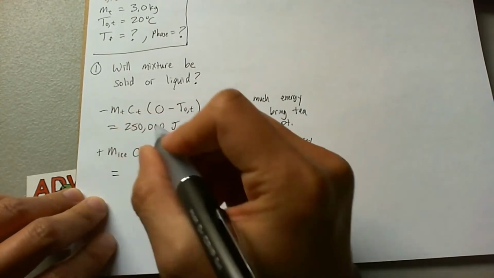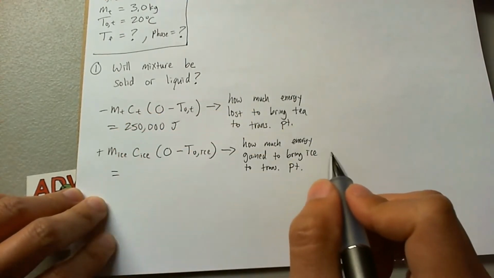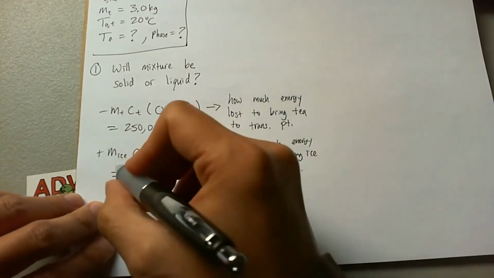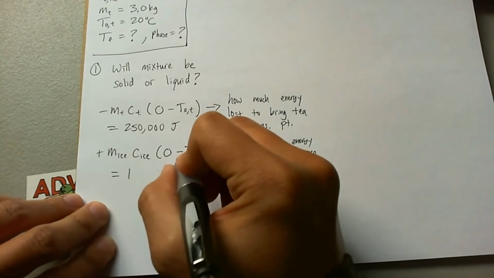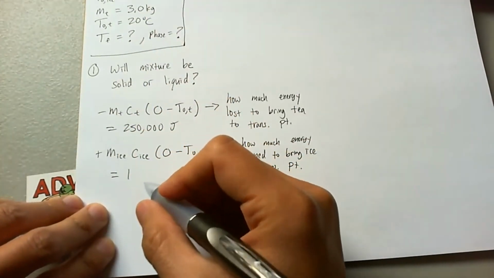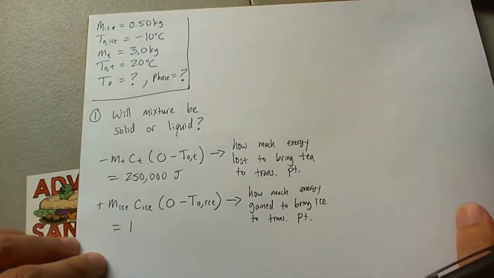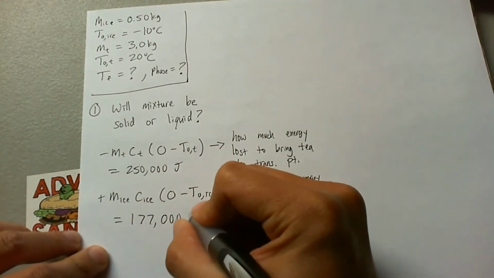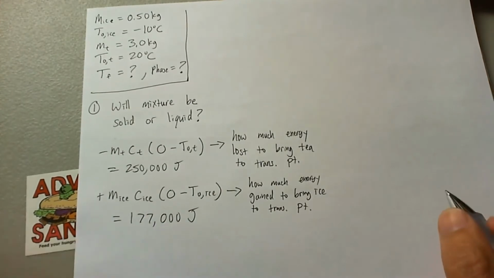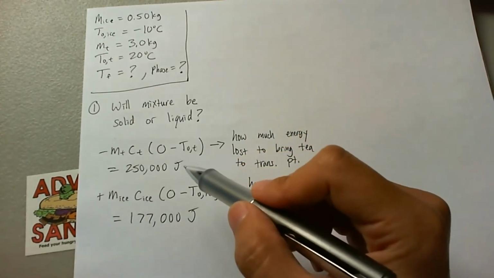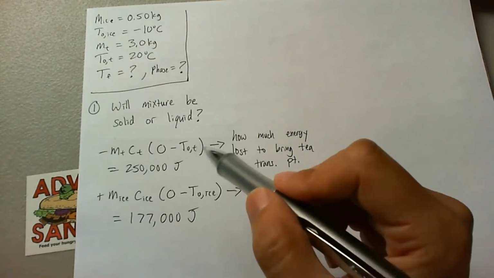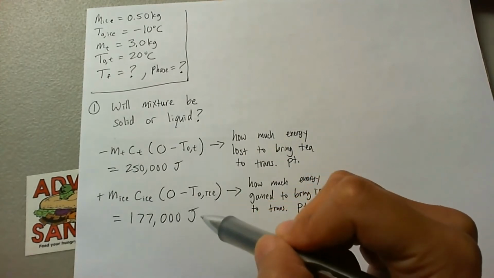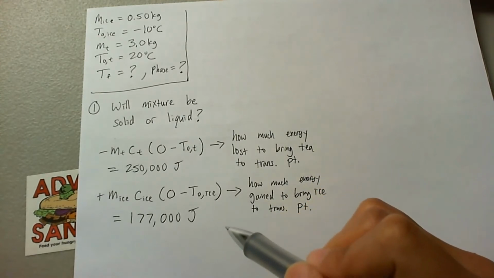Now let's see how much energy must be gained by ice in order to get it to the transformation point and to at least start to transform. By plugging in all the numbers given up here in the knowns table, it ends up being 177,000 joules. So what we're seeing here is that it takes more energy lost from the T to transform it than it takes gained by the ice to bring it to the transformation point as well.